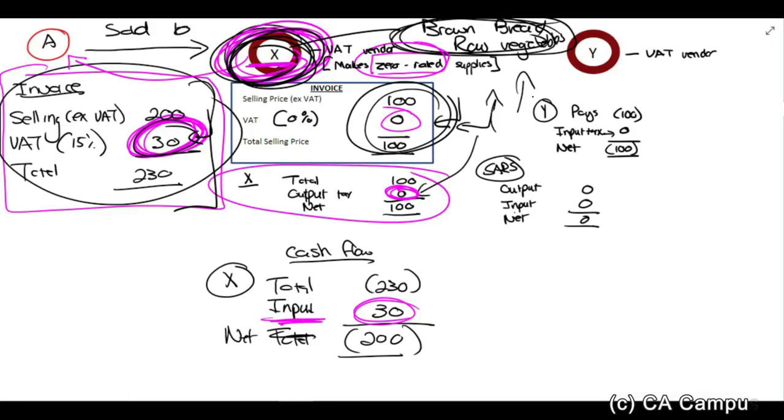For example, brown bread and raw vegetables are often used to support people that can't necessarily afford to buy cooked food and processed food that's already been made by someone else. So it supports, for example, poorer communities. Right. That's what the idea is behind zero rating.